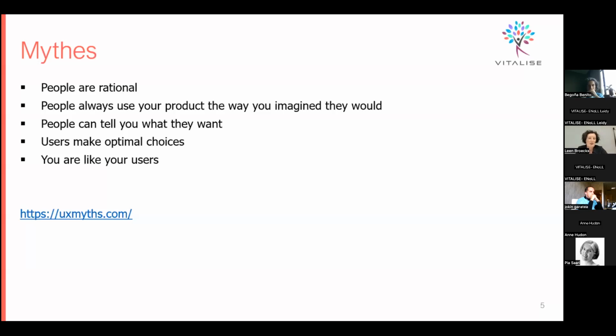There are a lot of user experience UX myths. I just picked a few of them from the website. It says people are rational, or people always use your product the way you imagined they would. People can tell you what they want. Users make optimal choices, and you are like your users. These are all myths. It means this is not true. Never make assumptions about your users. You have to ask them, and of course, people can tell you what they want. But don't stop just with words; use other methods too to discover their real needs.